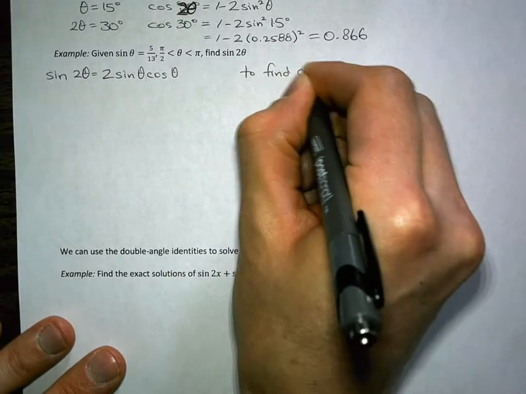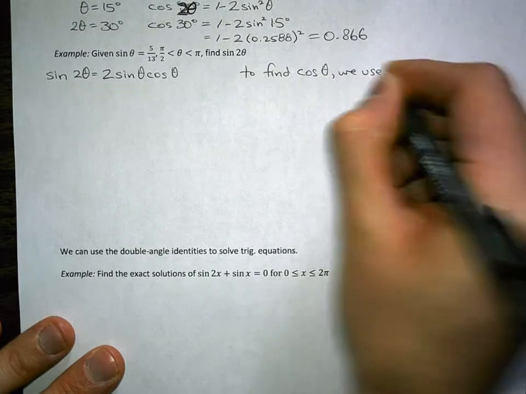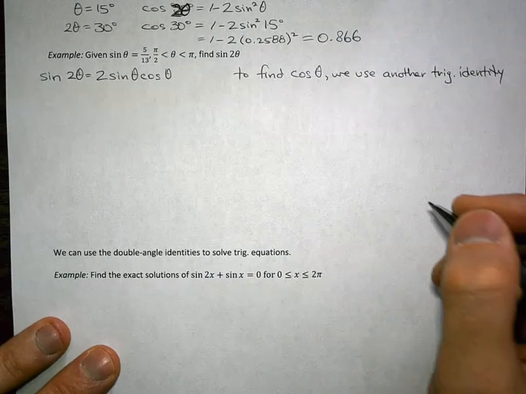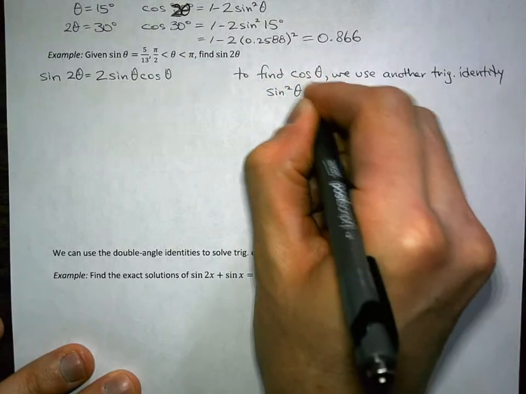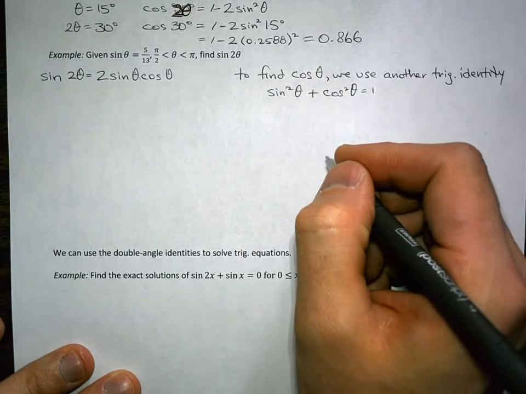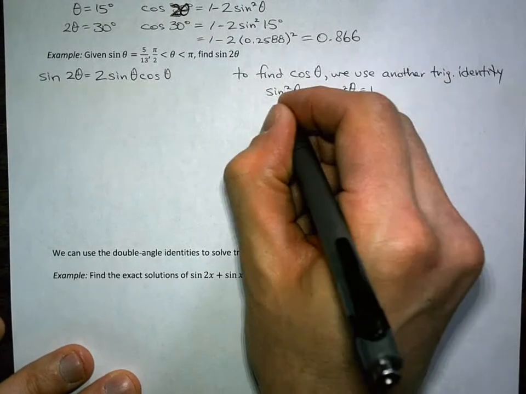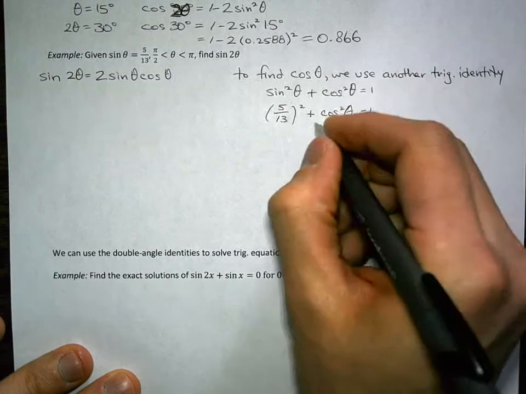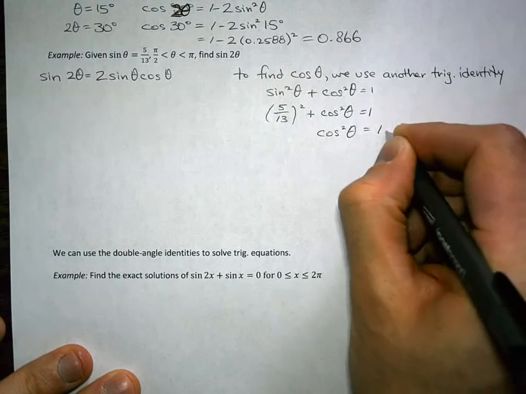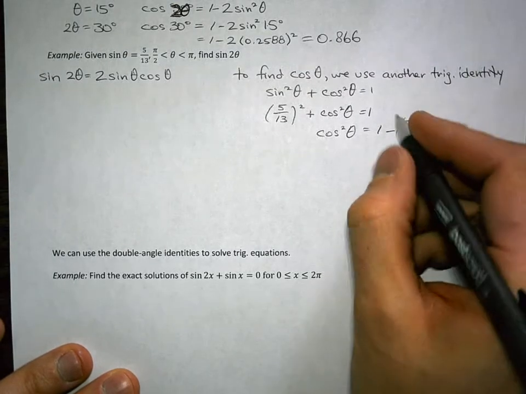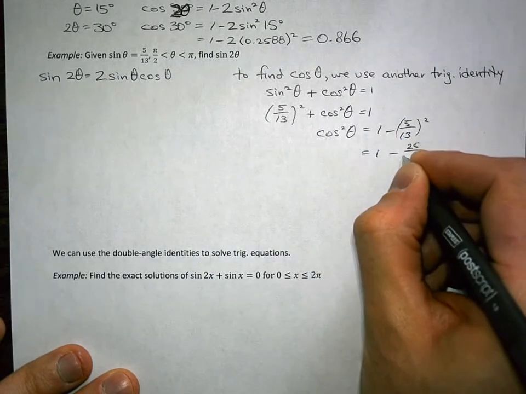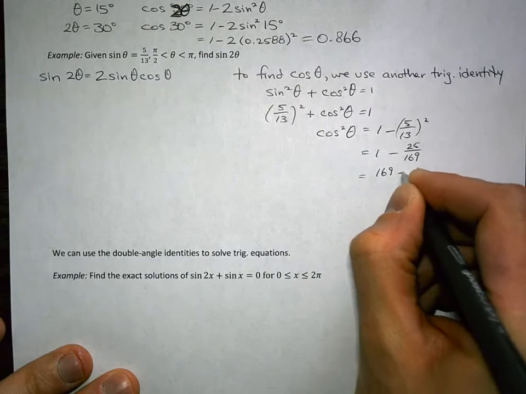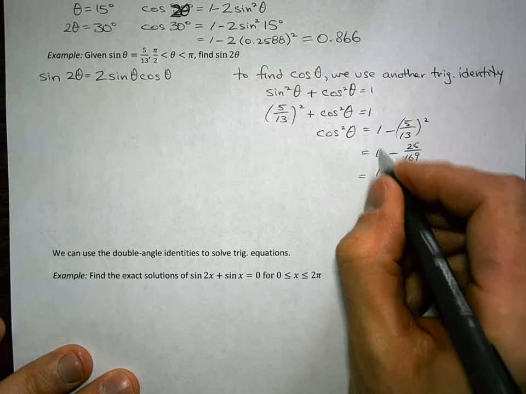To find cos theta, we use another trig identity. That trig identity is the Pythagorean identity. Sine squared theta plus cos squared theta is equal to 1. Watch how this works. Sine theta squared is 5 over 13 squared, plus cos squared theta is equal to 1. Now, if I solve this equation, it's going to be 1 minus 5 over 13 squared, which is 1 minus 25 over 13 times 13, which is 169. So I end up with 169 minus 25 over 169, because I made this 169 over 169, so I had a common denominator.